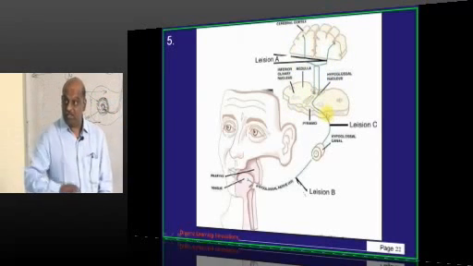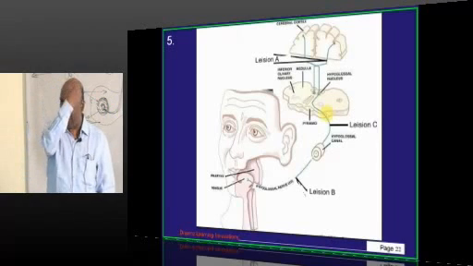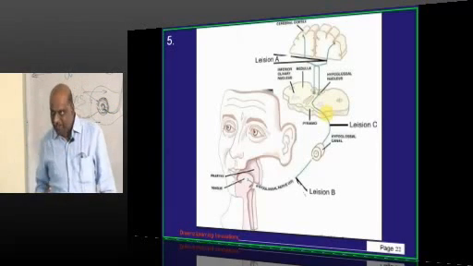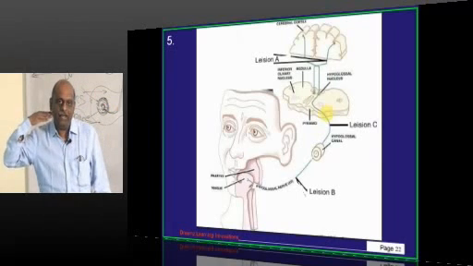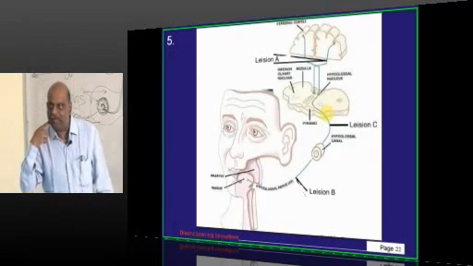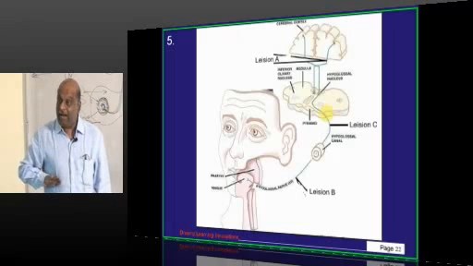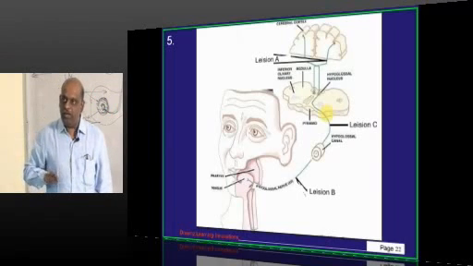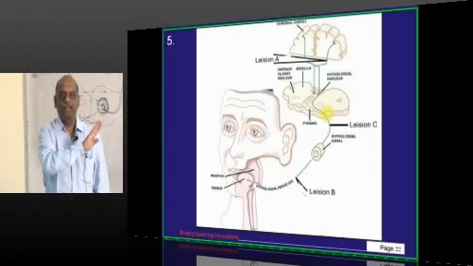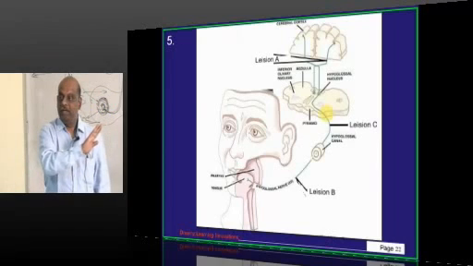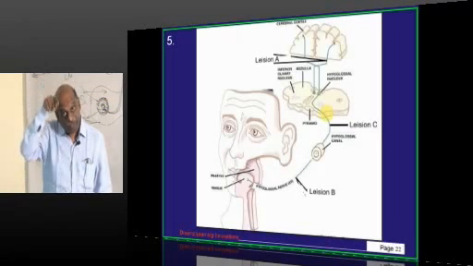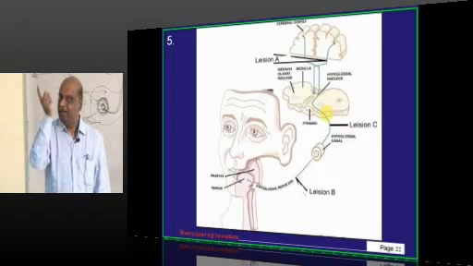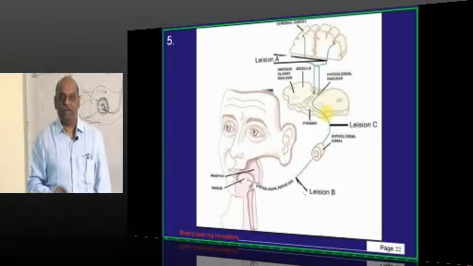Just like your anterior horn cells in the spinal cord are controlled by your corticospinal tract, which is a pyramidal tract, the cranial nuclei are controlled by the corticobulbar tract. But anterior horn cells are controlled only by the contralateral corticospinal tract, but cranial nuclei are controlled by both the ipsilateral corticobulbar and the contralateral corticobulbar tracts.